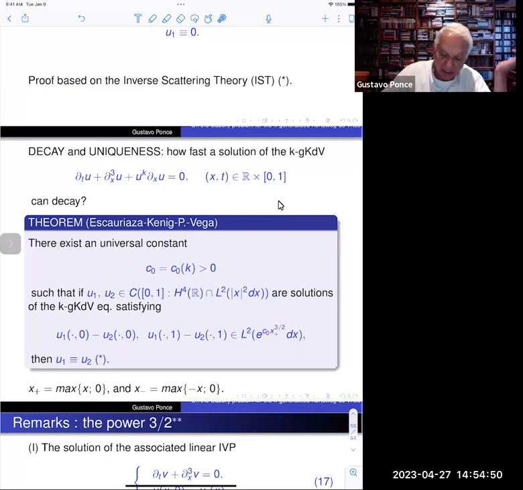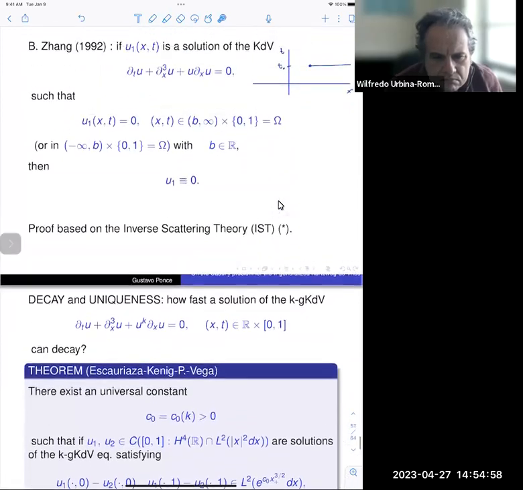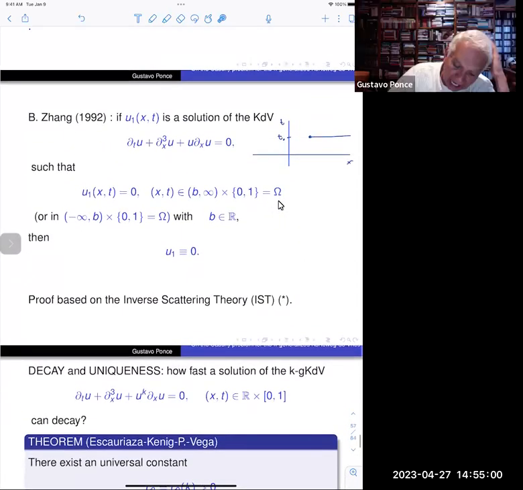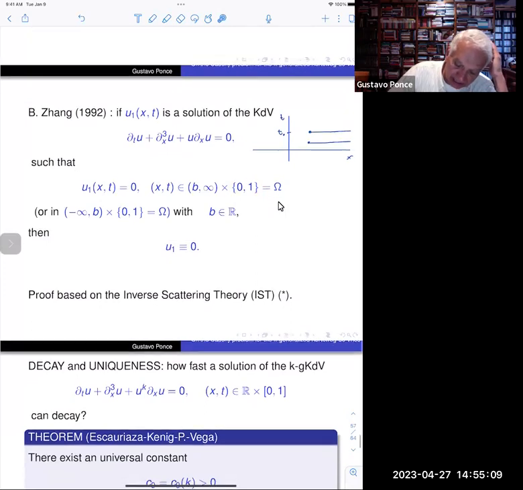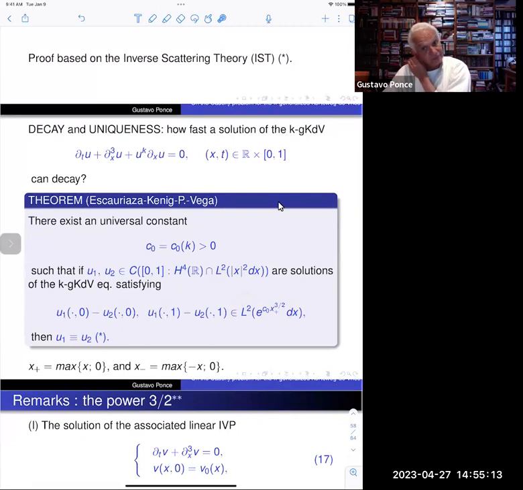That means this is certainly stronger than this one, because you are assuming that you are 0. Right? I'm sorry. Here you are assuming that you are 0 in two semi-lines. And here you are assuming that you have exponential decay with 3/2, and it can be to the right or to the left. Okay, let me explain why the 3/2.